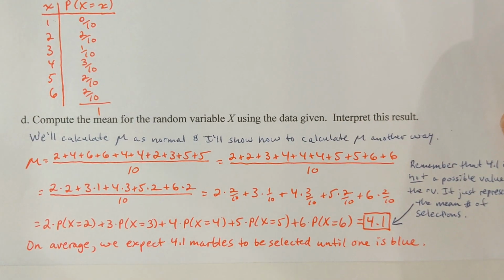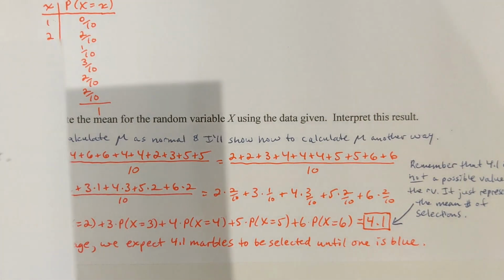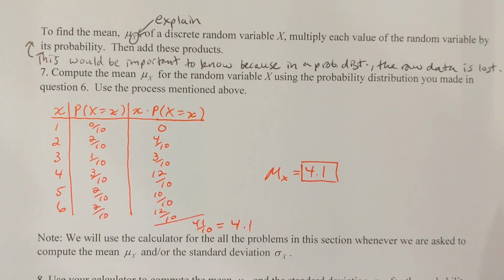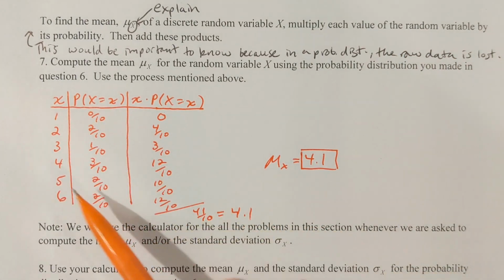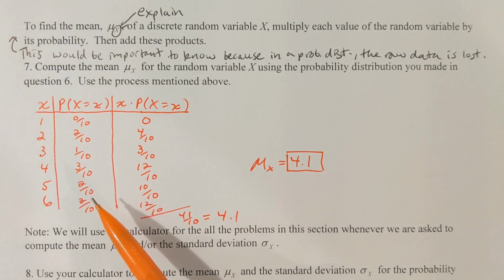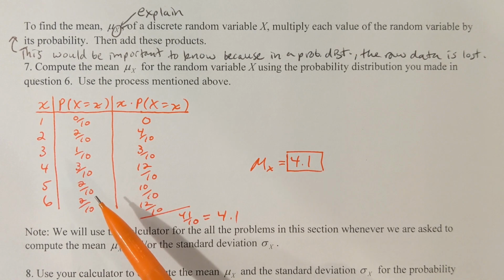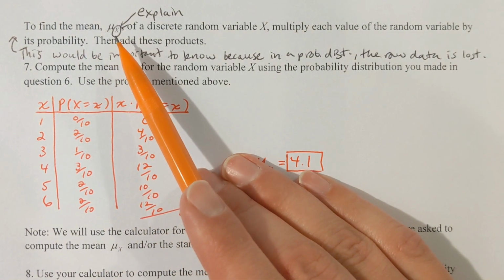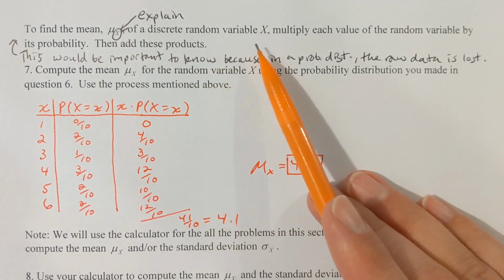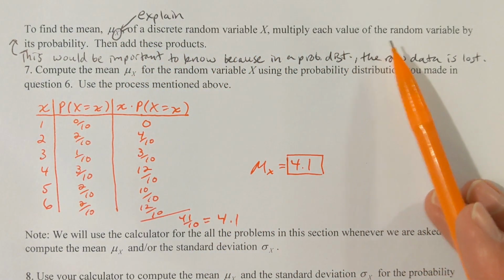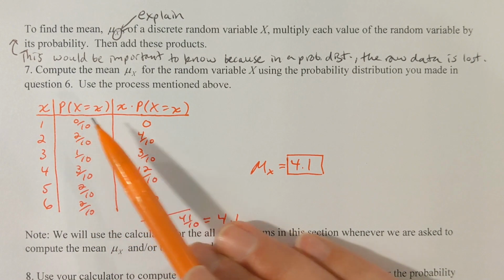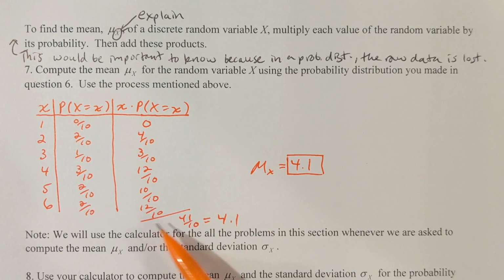The reason why I've shown that is to say that if you had a problem where you were only given the probability distribution and they asked you to find the mean, there are going to be some problems like that in the book. That would be the procedure that you would take. It says to find the mean, mu sub x, of a discrete variable x, multiply each value of the random variable by its probability. So you're just going to simply multiply straight across and then add the totals. And we get 4.1 there.